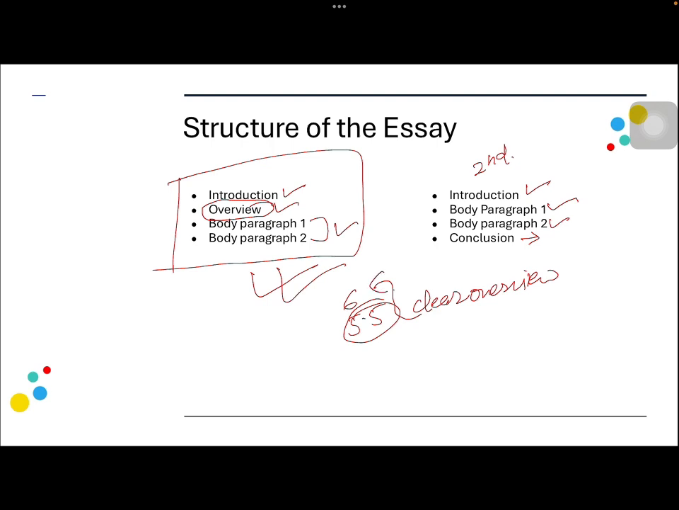Obviously there are other criteria as well, but this is one of the very important criteria for you to be able to score at least a 6 in your writing section, right? We'll have a different video to discuss the scoring rubrics and what are the scoring criteria for the writing task. But for now, the reason why we are choosing this essay structure is because of the importance of overview in an essay.